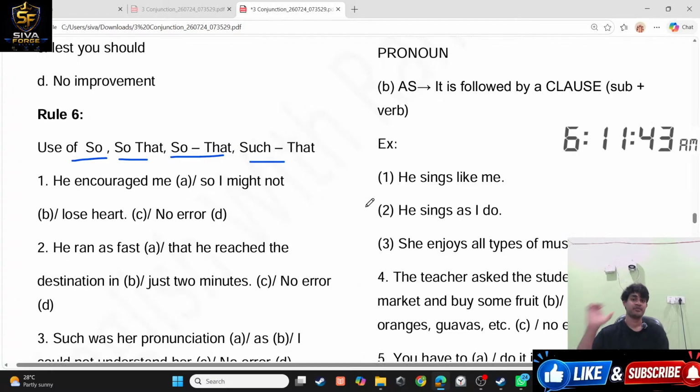We came to the last rule. So that, such that. This I studied very good. I forgot, but actually. There are some conditions with this. I am not even getting a single thing from them.